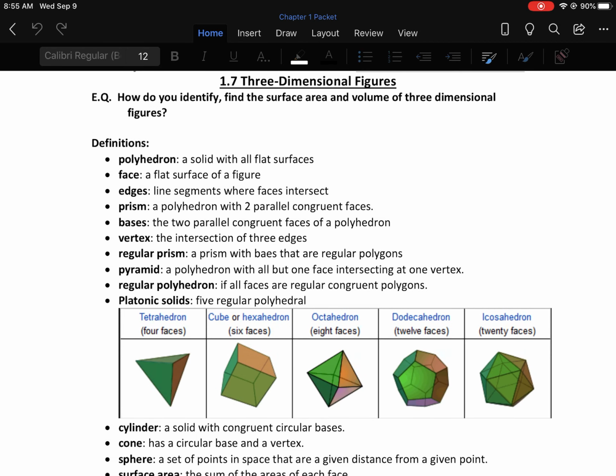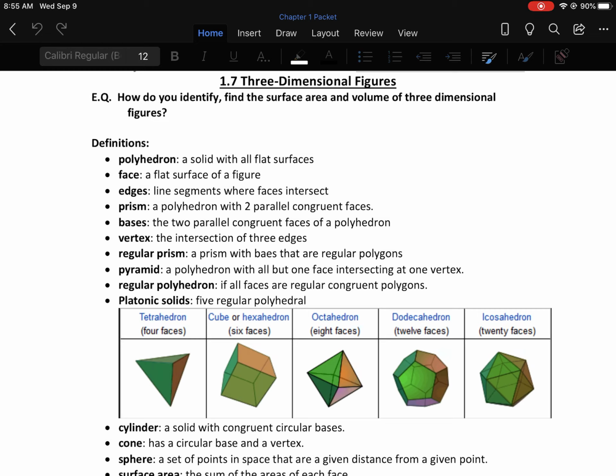Section 1.7 is all about three-dimensional figures. So by the end of class, you should be able to identify, find surface area and volume of three-dimensional figures. All right, so first of all, we need to look at a lot of definitions about them.